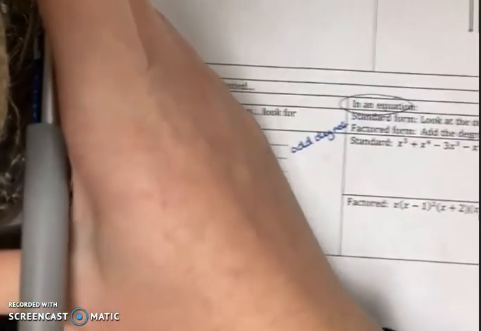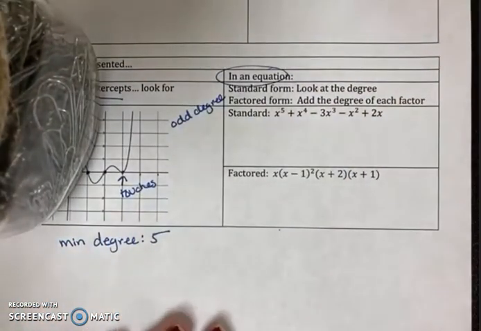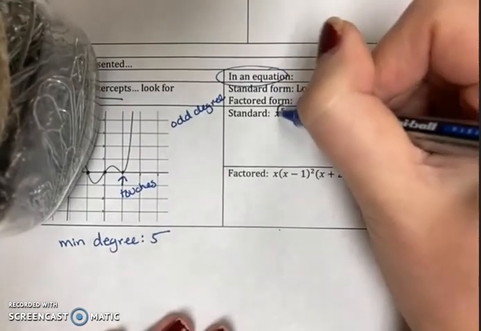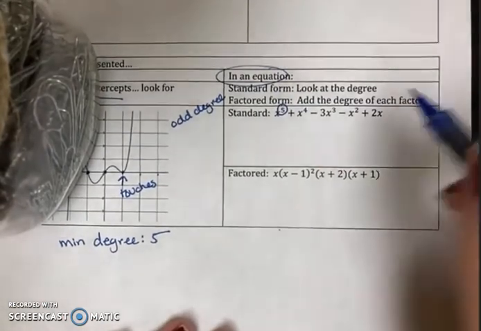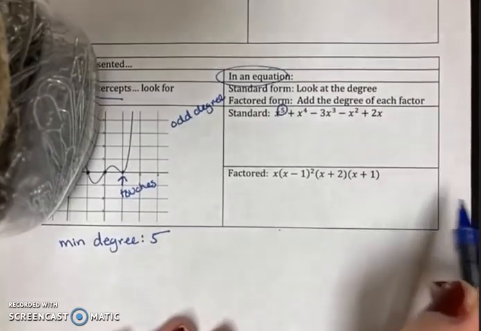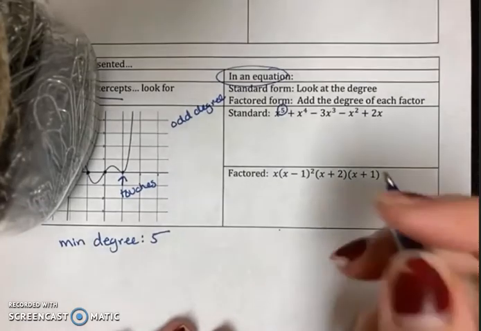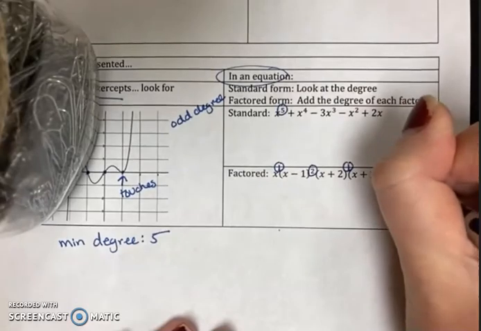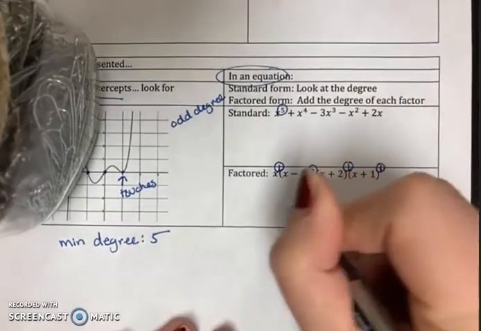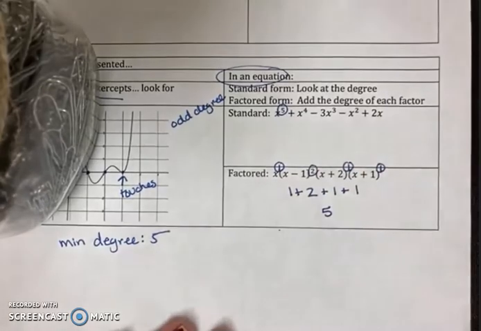It's better to have that factored form or even just the equation. We can tell how many zeros there are based off of the highest degree. So 5 here, and then if it's in factored form, we would just add the exponents. So x to the first power, squared, first power, first power. 1 plus 2 plus 1 plus 1 gives me a degree of 5.